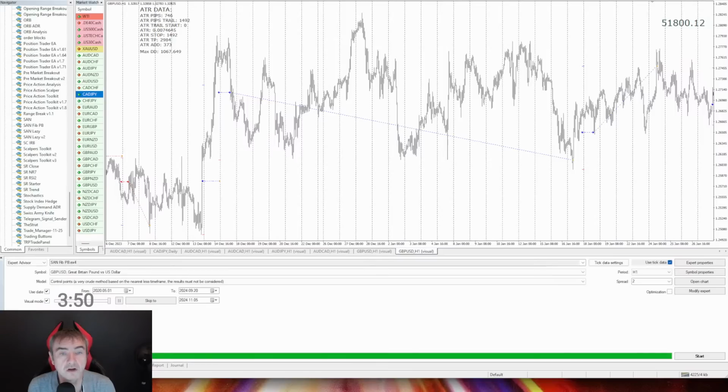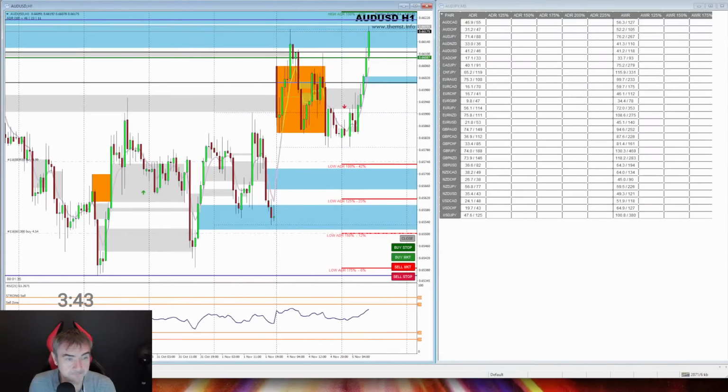Will it be better or worse? We'll have to find out. You can compare the two. I mean, you can run this in the position trader EA.